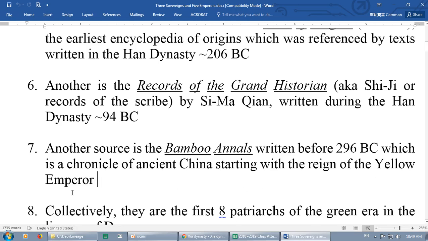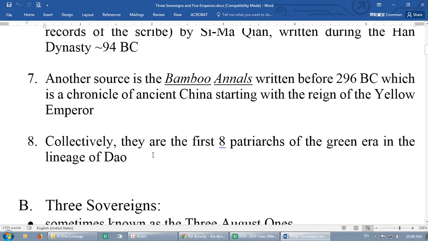So once again, it's different people, different scholars during different periods, roughly 2,500 years after the period of the 3 sovereigns and 5 emperors, those historians or scholars from different groups mention that. They have different dates, different characters, and who knows. So it's all based on that.